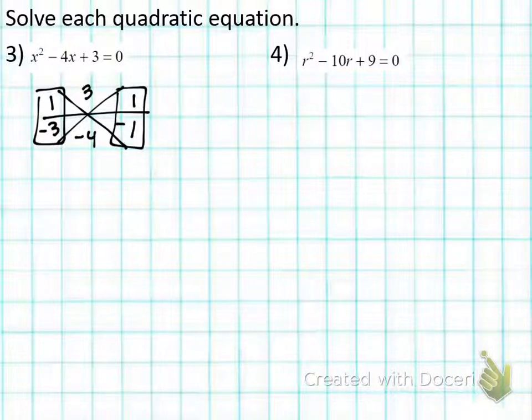Box them. Can I simplify my fractions at all? No. So now we're going to make our new factors. So we got x minus 3 and x minus 1 is equal to 0. Next step. Turn to your neighbor, tell them what you would do in the next step.